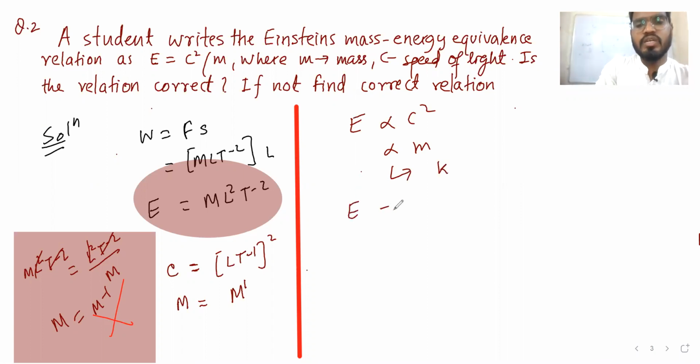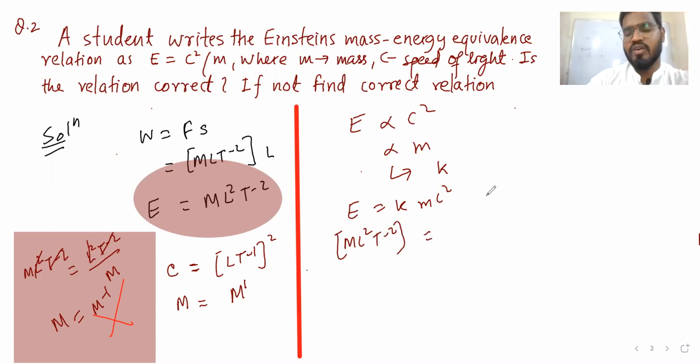So E is equal to K MC square. We are considering now, right? E is what here? ML is... right. K is constant, leave it. M is how much here? M to the power 1, and that is what?